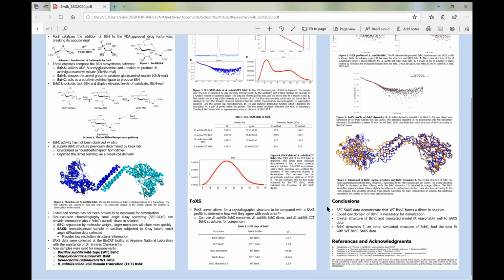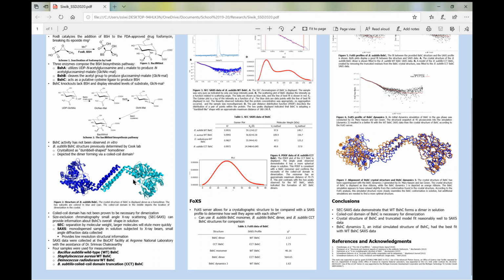Now, using this small angle X-ray scattering data, we can also do an additional analysis using the Fox server. This server allows crystallographic structures to be compared with the scattering data, and it compares how well they agree with each other. We used 3 structures, all based on the B subtilis BshC crystal structure that was previously determined: a BshC monomer, so just one of these guys, a BshC dimer, so this whole thing, and a truncated BshC structure.